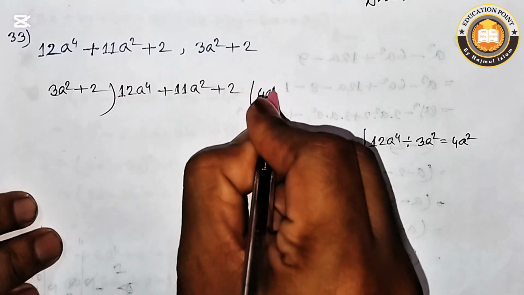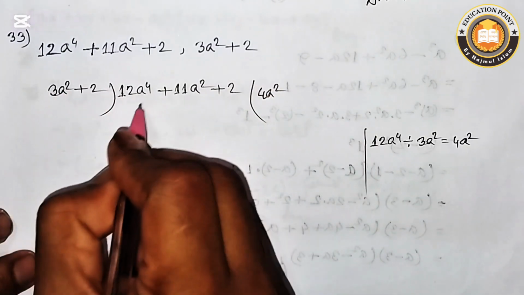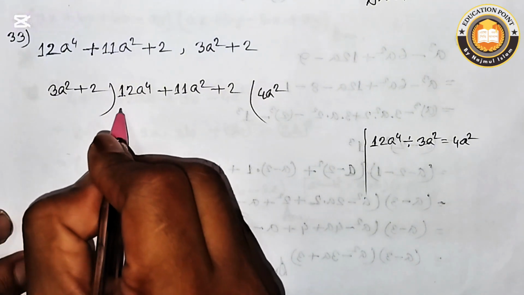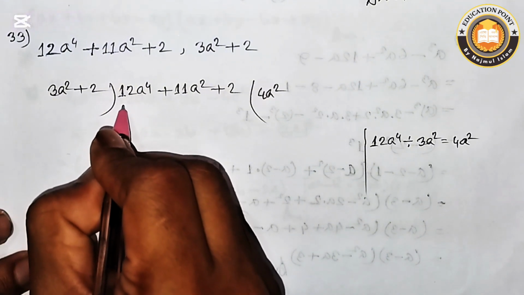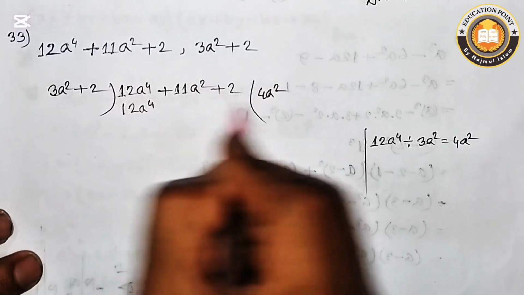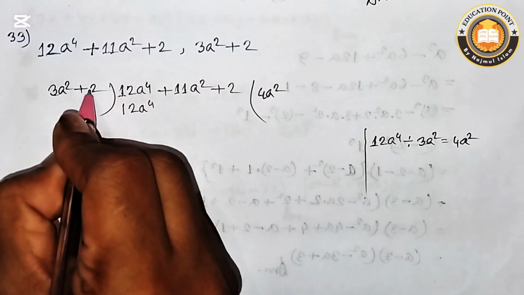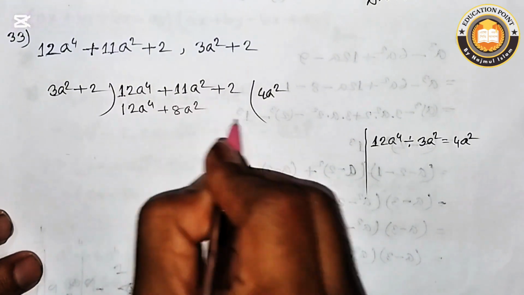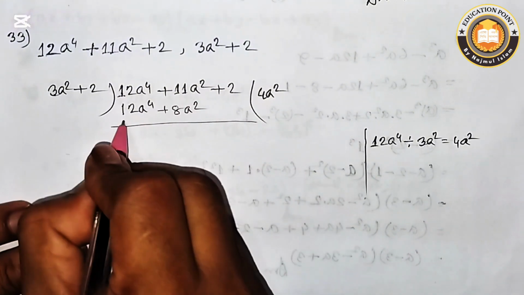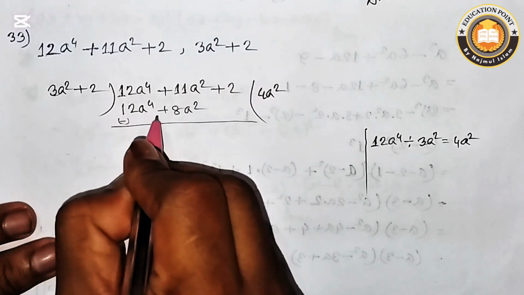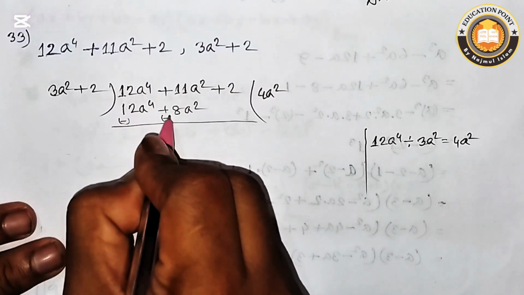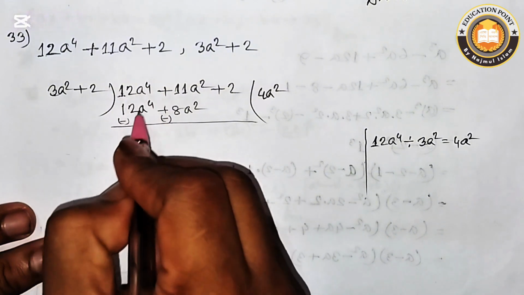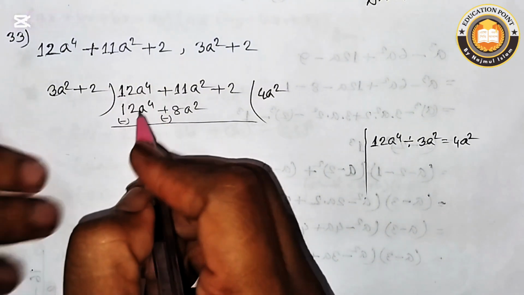Now 4a square multiplied with 3a square plus 2. That means 3 fours are 12. A square multiplied with a square equals a to the power 4. Then 4a square multiplied with plus 2 means plus 8a square. According to the division law, their sign will be changed. Now plus 12a to the power 4 minus 12a to the power 4 equals 0.